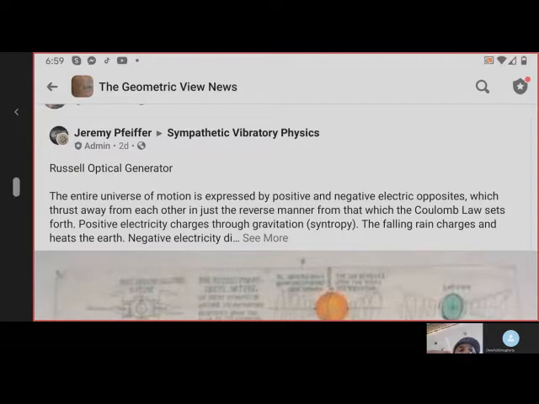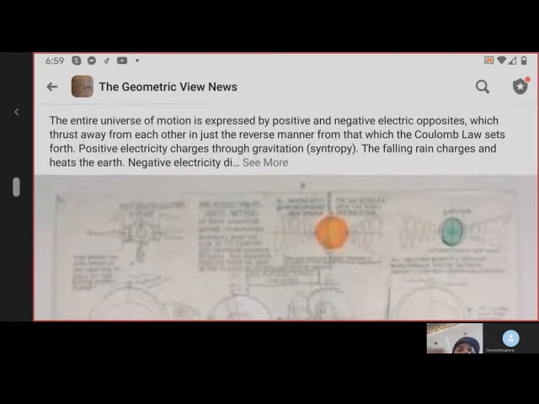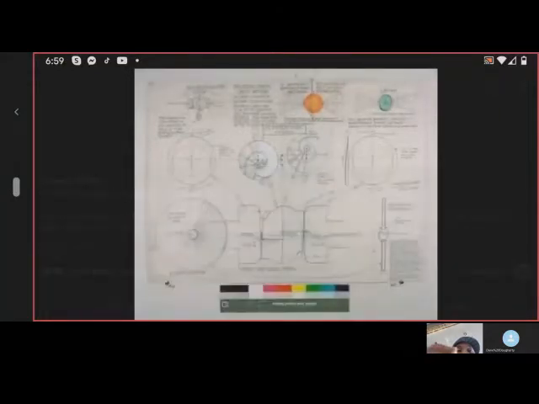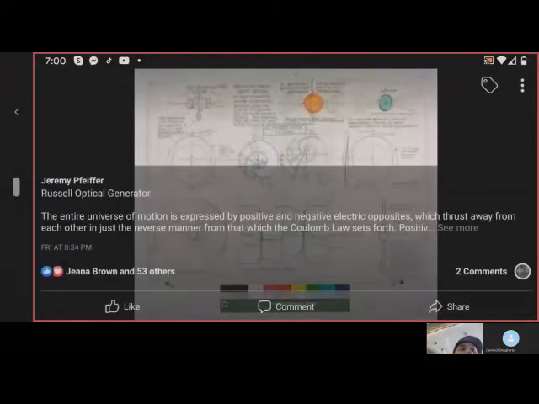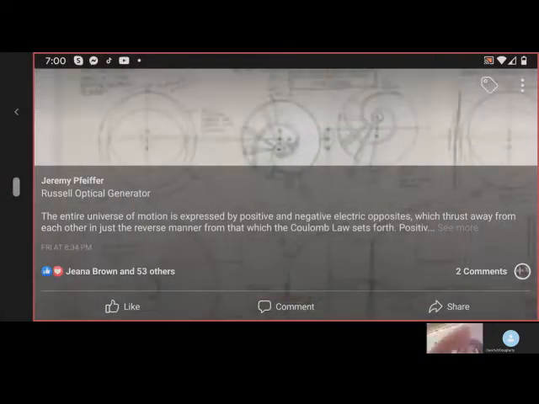Russell optical generator. The entire universe of motion is expressed by positive and negative electric opposites, which thrust away from each other in just the reverse manner from that which the comb sets forth. This is a gorgeous one right here. This is dangerous. This is like seeing into the universe. Exciting.